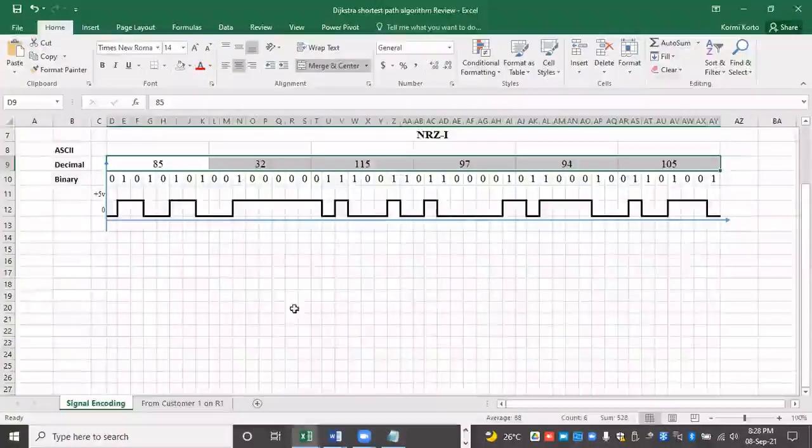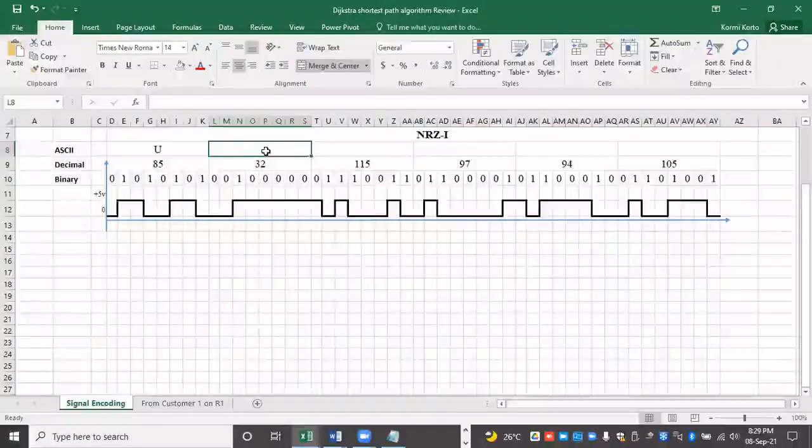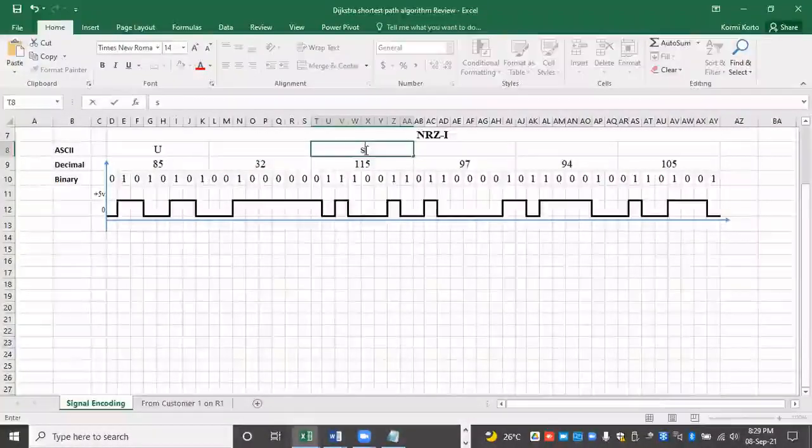So now what I have to do is go through the ASCII conversion chart and figure out what these decimals correspond to in terms of ASCII. If I'm not mistaken, 85 is uppercase U. 32 is on the low side, so it has to be a space. Yes, 32 is a space. 115 is a lowercase s on the ASCII. 97 should be, 96 is the accent and then a, so that should be lowercase a.